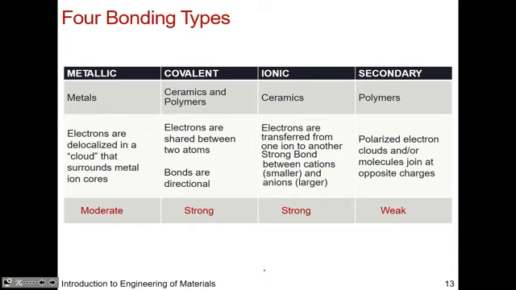In terms of the 4 types of bonding, they are listed here. And I've also listed, just to remind you, the different types of materials that they occur in. So once again, metallic bonding occurs in metals. The electrons are delocalized in a cloud. You may have heard that already in your Intro to Physics course. You can sort of think of it as an electron cloud around cations.